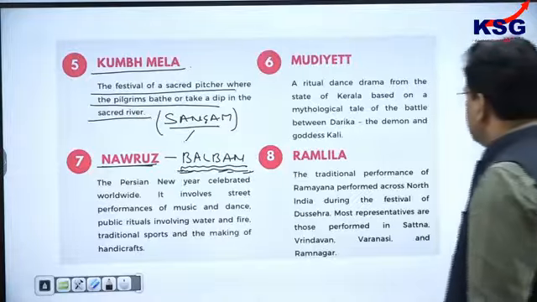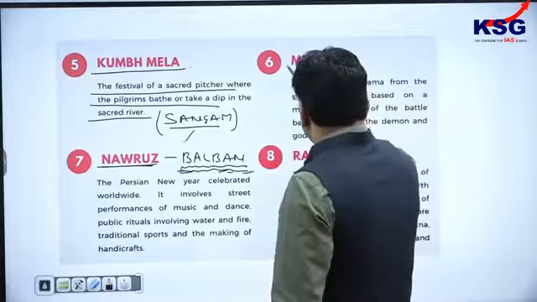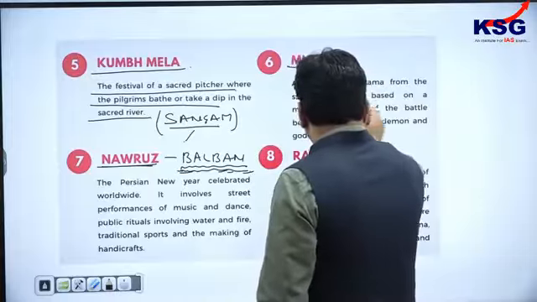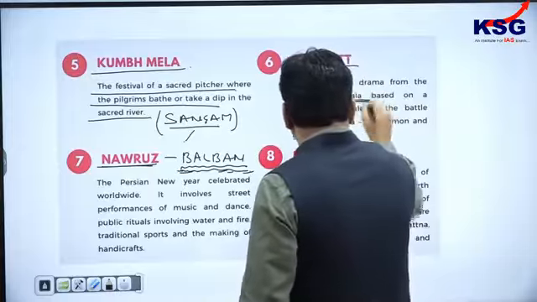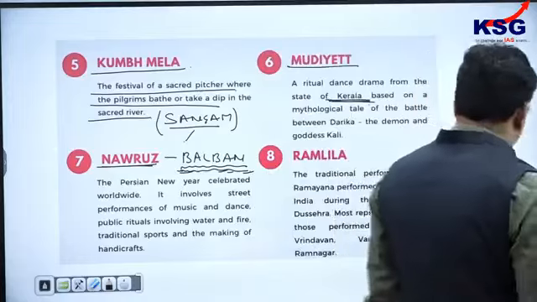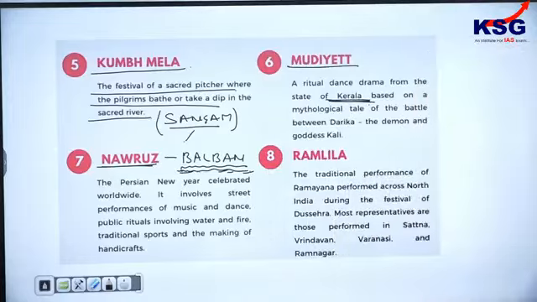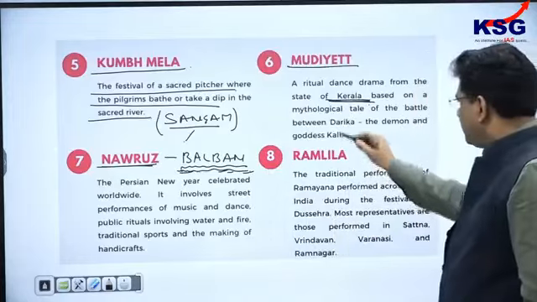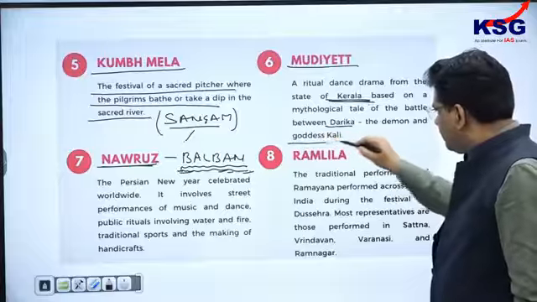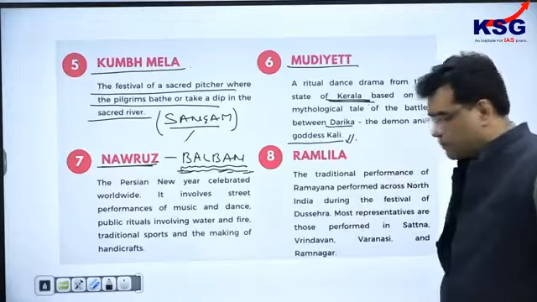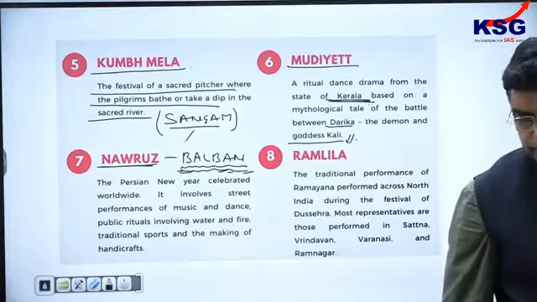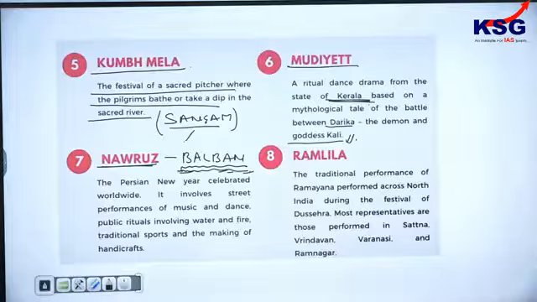Mudiyettu, this is a ritual dance drama of Kerala. Goddess Kali had a fight with the demon Darika. This is in Kerala. This is a popular cult of Goddess Kali.